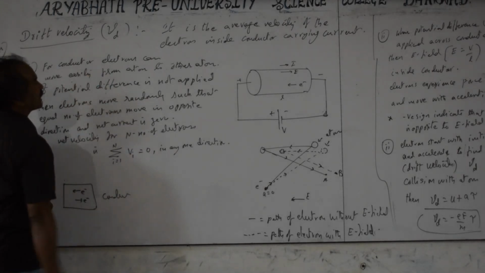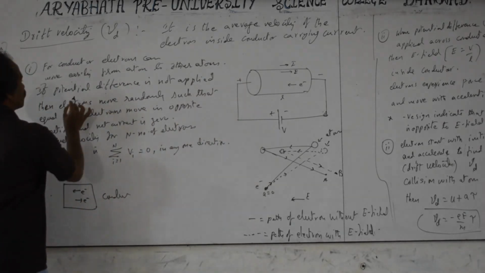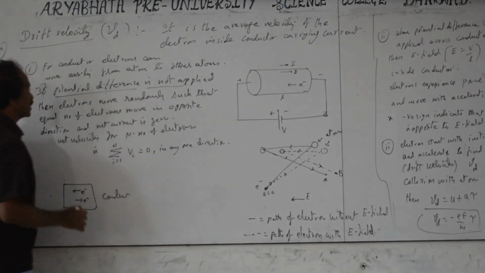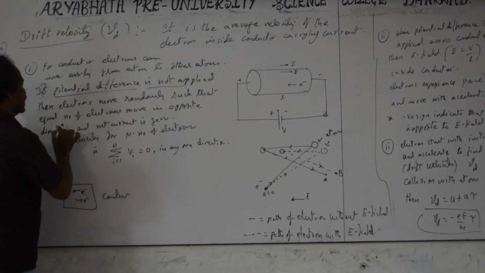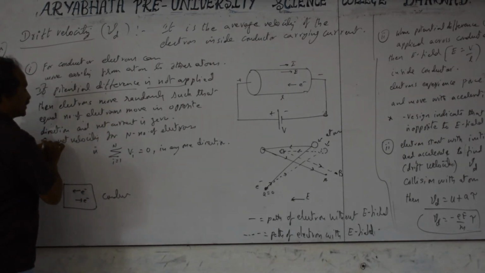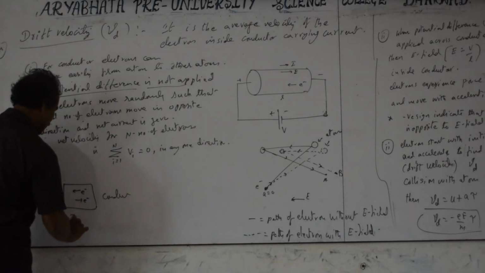This is the case for a conductor, where electrons can move easily from one atom to another. If the potential difference is not applied, there is no potential difference. Then electrons move randomly such that an equal number of electrons move in the opposite direction and the net current is 0. So there is no net current in this case. I net equal to 0.